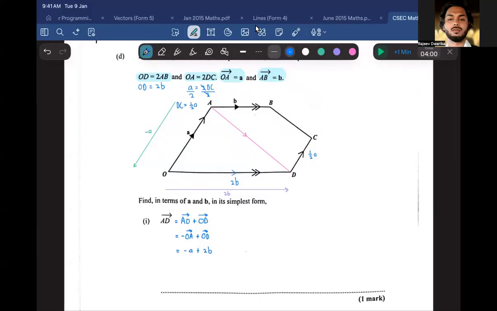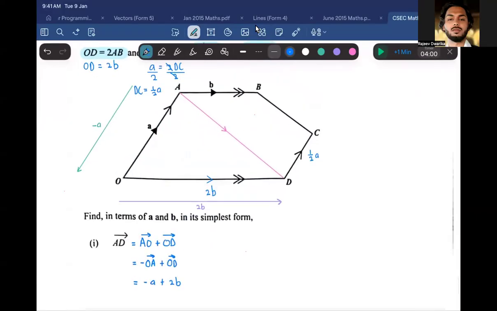Come on, lock in, lock in. It doesn't have much going on on the screen. It's just one part we've done so far. What did we find so far? We found A to D, right? And what was A to D?